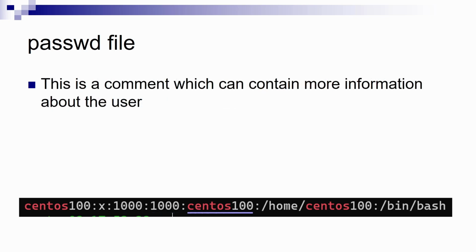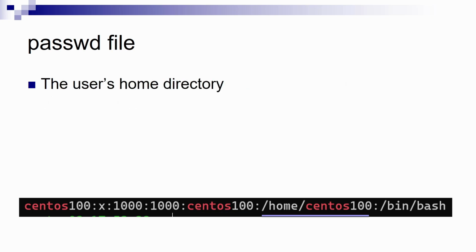Next is the comment or the description for this user. This can contain spaces, and it's a field that can help you more easily identify what this user is for. So basically this is a description. Next is the user's home directory path. And the last item is the shell that the user uses by default. So when this user logs on to a Linux system, it will use the bash shell.